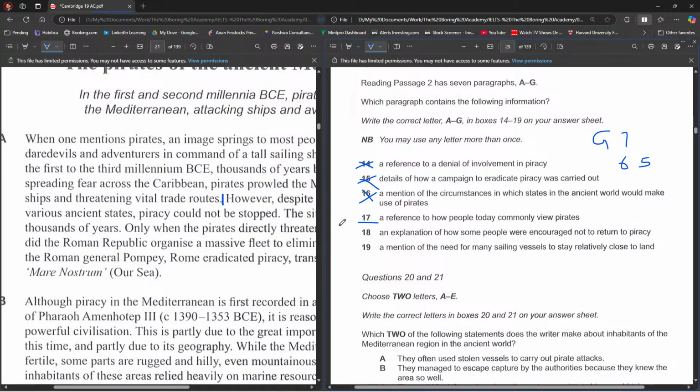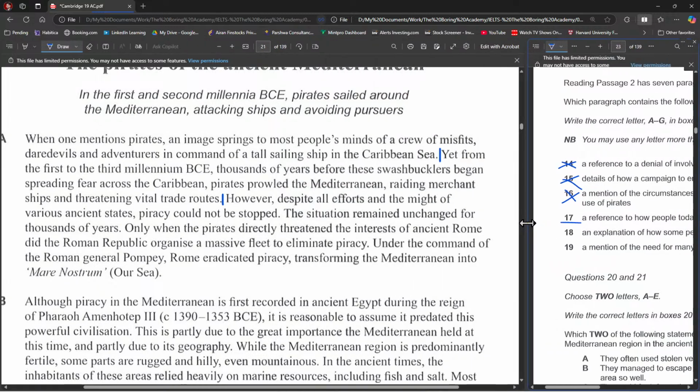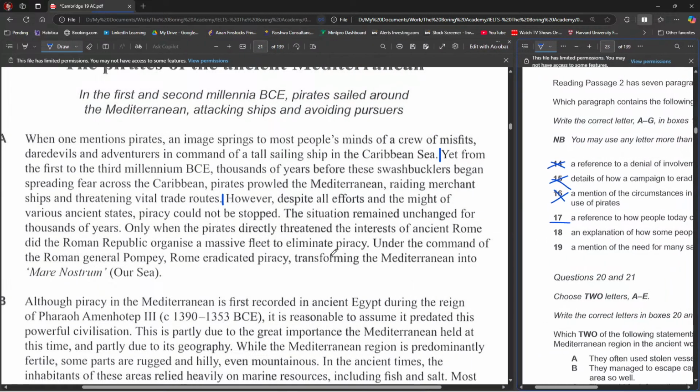Was there a reference to how we perceive pirates, how we imagine pirates in big ships, daredevils and misfits? Was anything mentioned like that? I don't think there is no information about it, and it is in the beginning. Did you see the direct reference to this paragraph? So this should be the answer.